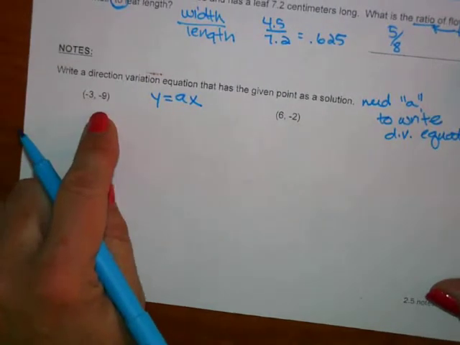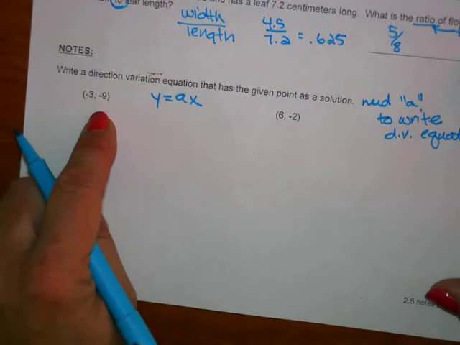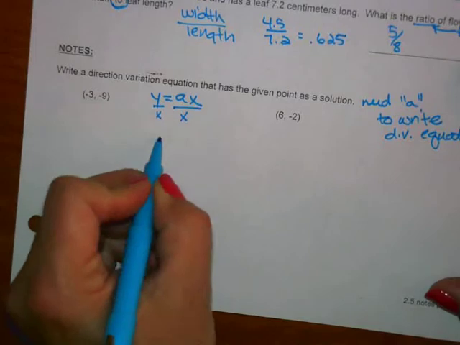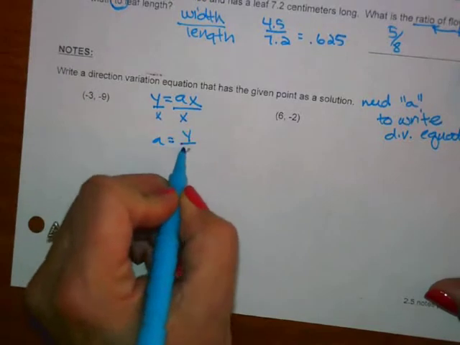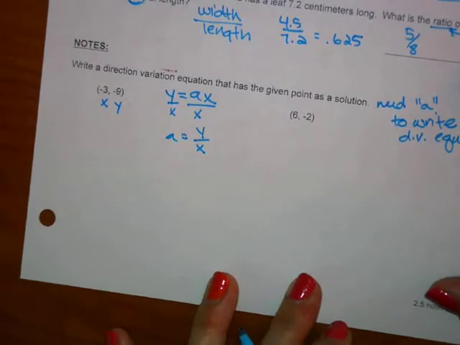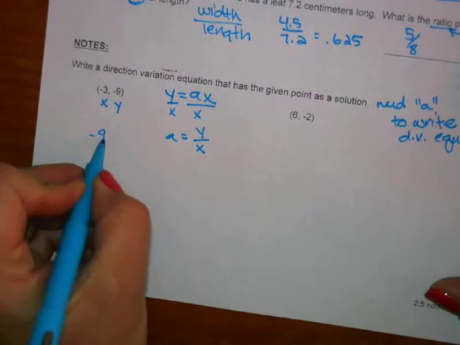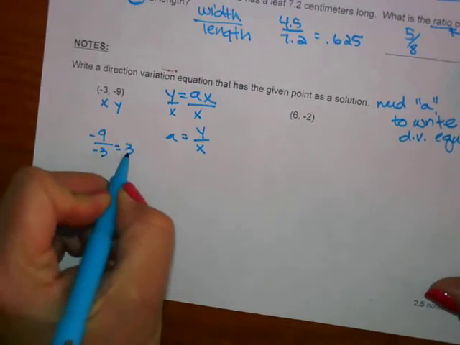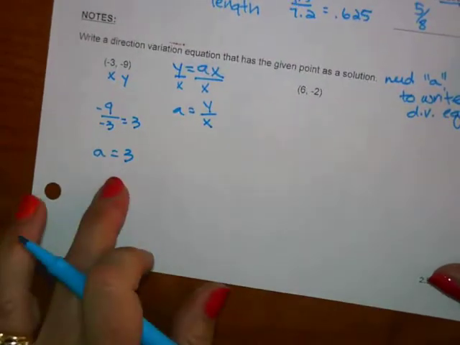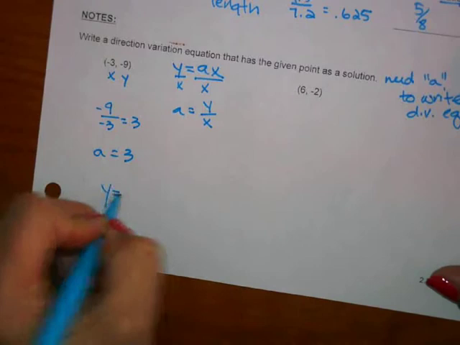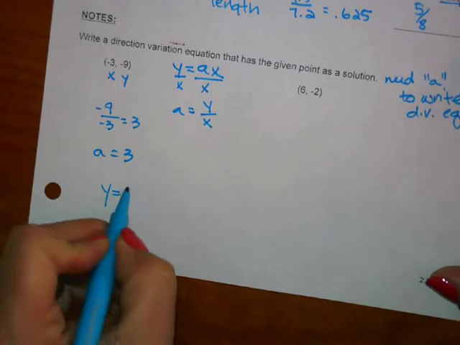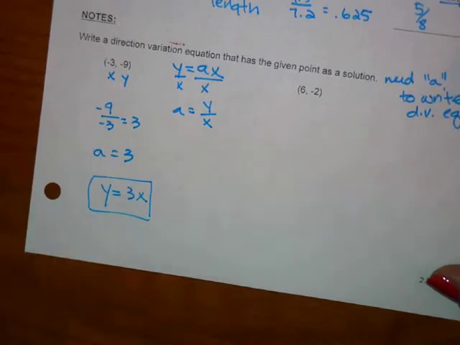Well, here they're just giving you a point. And you may say, well, how am I going to do that? Well, if you need a, and you think about this, you solve for a is just equal to y divided by x. And you have an x and a y here. So you can solve for a in this problem. So you just do the y divided by the x. It gives you 3. a equals 3. And you can write the direct variation equation for this. Remember, all of them go through 0, so the second point would be 0, 0 here. There is the direct variation equation.